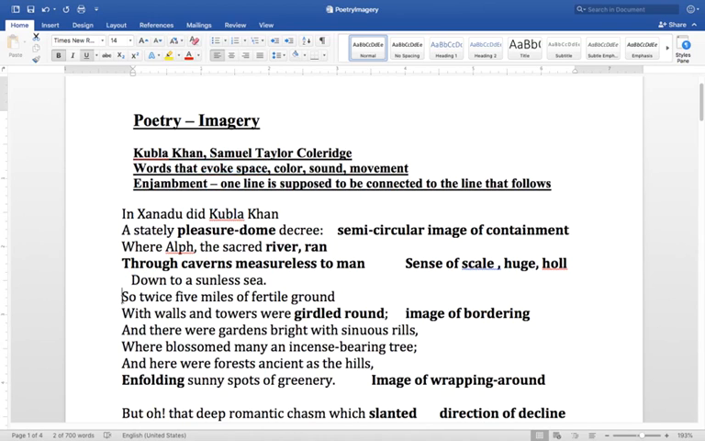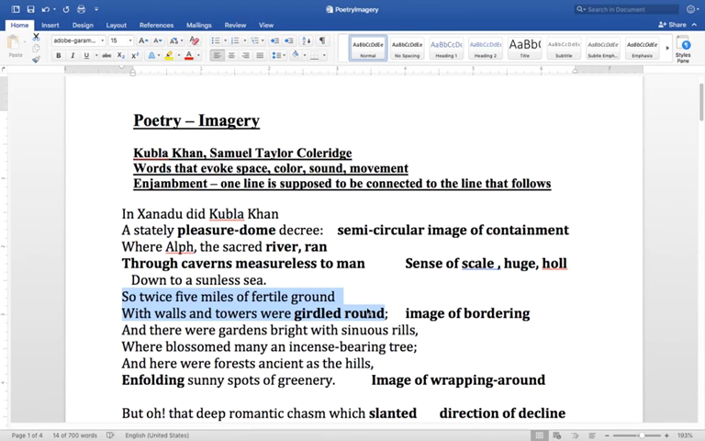So twice, here's the new idea. So twice 5 miles of fertile ground, so 10 miles of fertile ground, with walls and towers were girdled round. And notice this idea of this entire world that's being evoked inside this pleasure dome. So after the eye of our mind follows this river going down to a sunless sea, along the sea, right, girdled around the sea, and again, these words girdle round give us a sense of bordering, right? Just as the word dome gave us a sense of containment, so too do the words girdled round give us a spatial sense of being bordered. And so there's 10 miles of fertile ground that were girdled round with walls and towers.